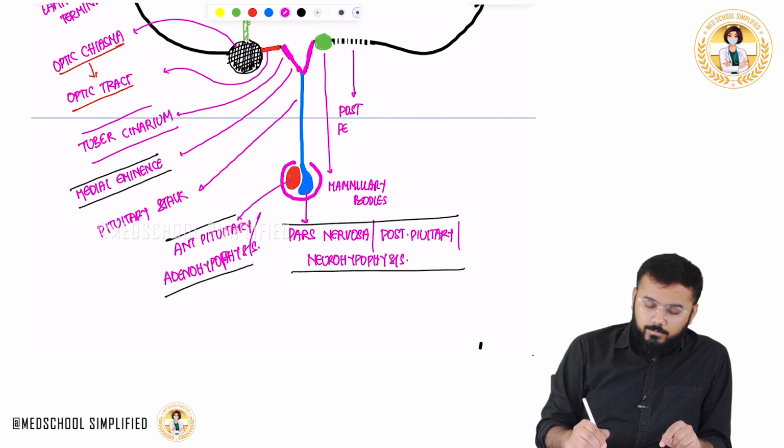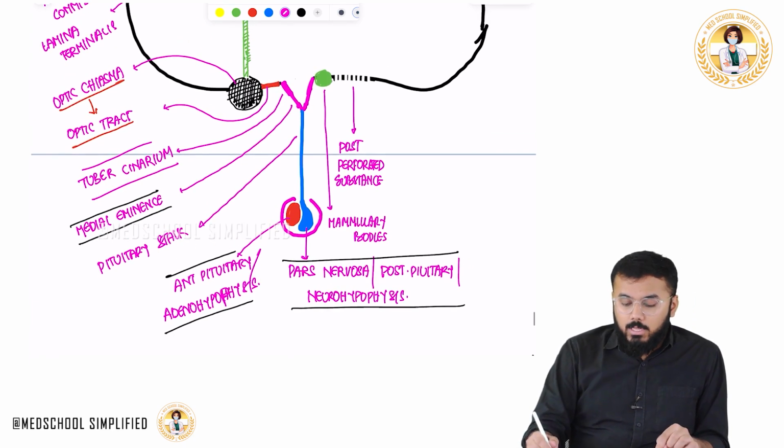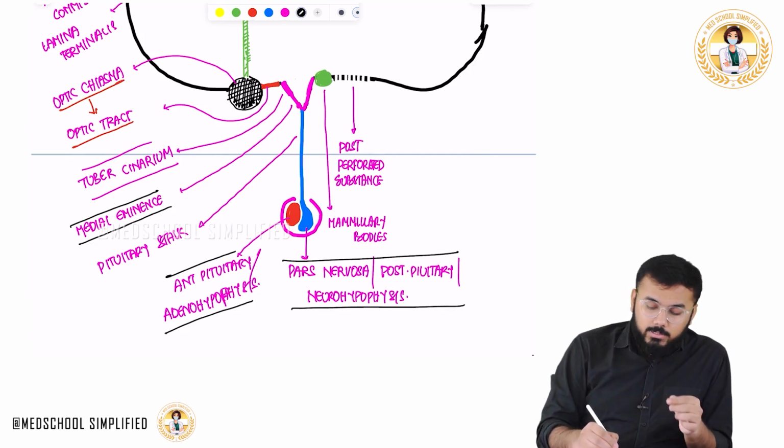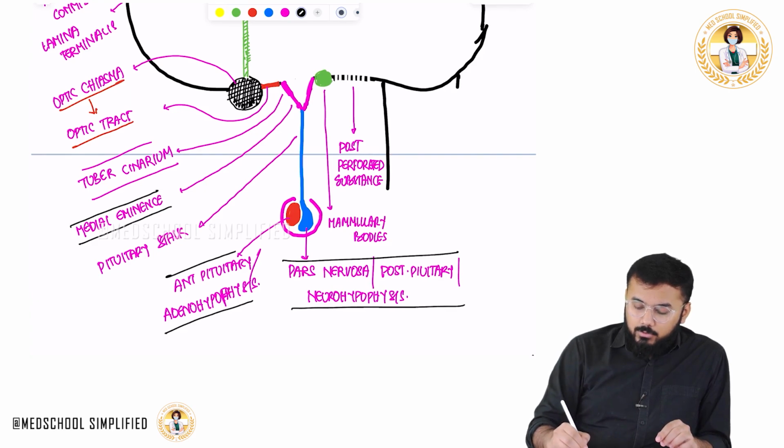So this one over here is called the posterior perforated substance. Now behind this posterior perforated substance is what? We have our midbrain. So this part is called your midbrain.